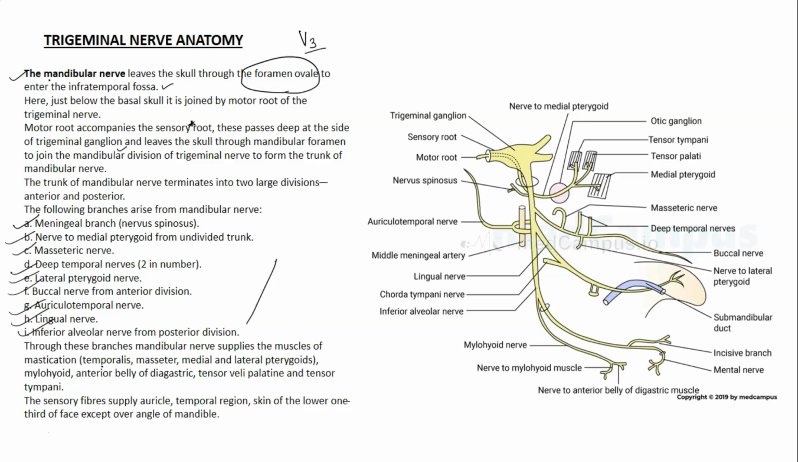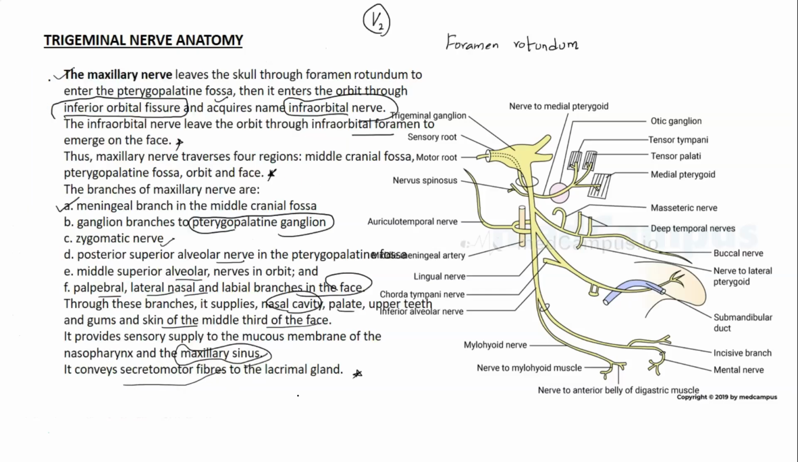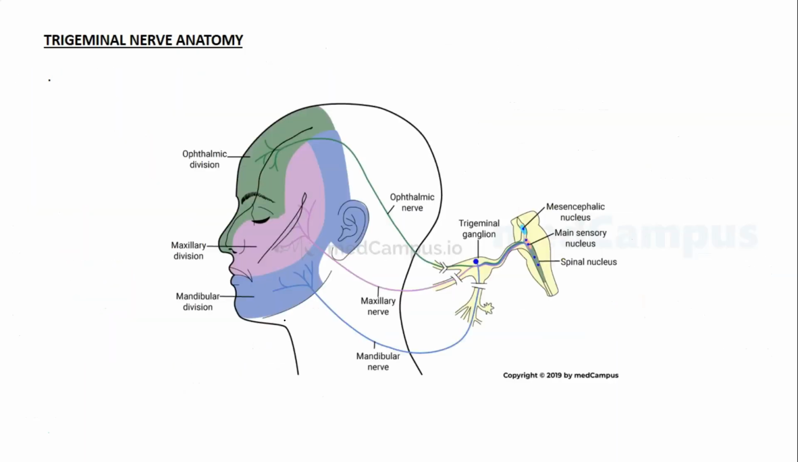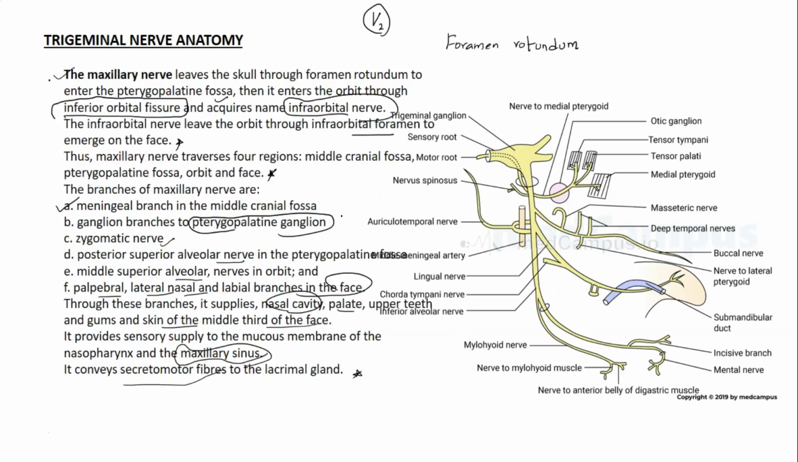So they supply muscles of mastication like temporalis, masseter, medial and lateral pterygoids, and also all these things we already discussed. But whatever the sensory supply here: ear, temporal region, skin of the lower third of the face, except the angle of mandible, because the angle of mandible is C1. So this is the area which is supplied by the mandibular nerve. And the sensory and motor parts are first branchial arch derivatives.